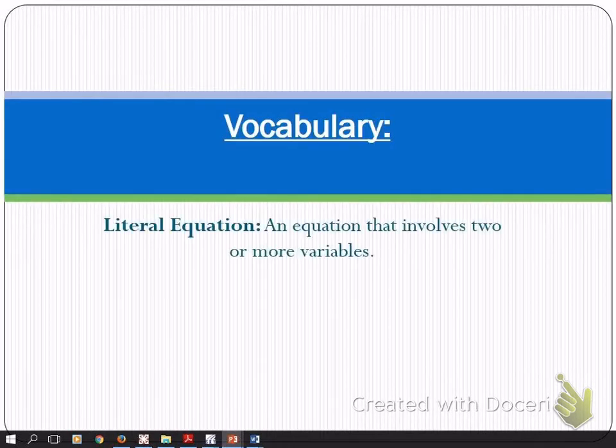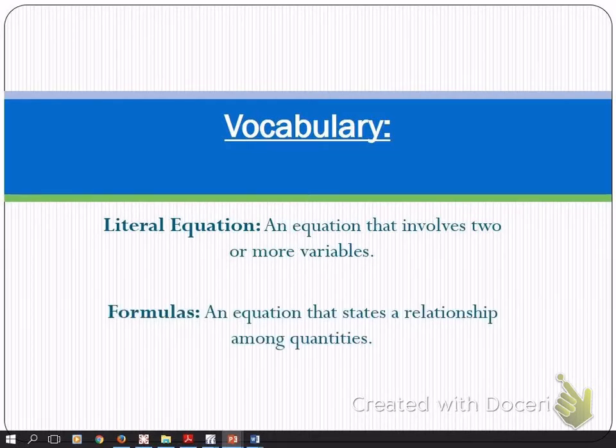So what is a literal equation? A literal equation is an equation that involves two or more variables. So we're not just going to have one variable anymore, we're going to have more than one. And like I said, a lot of literal equations are formulas, and a formula is an equation that states a relationship among quantities. There are a lot of formulas that you've seen before, and those are the ones that we're going to work with today.